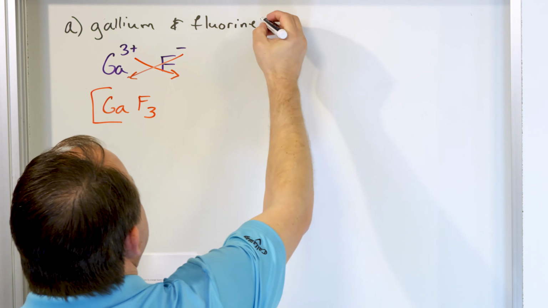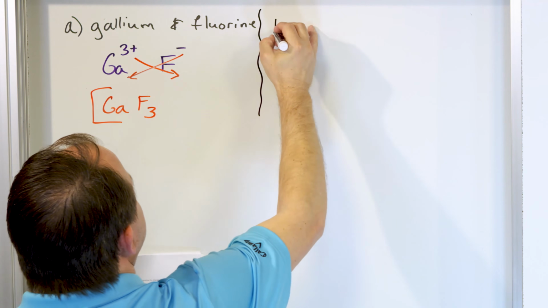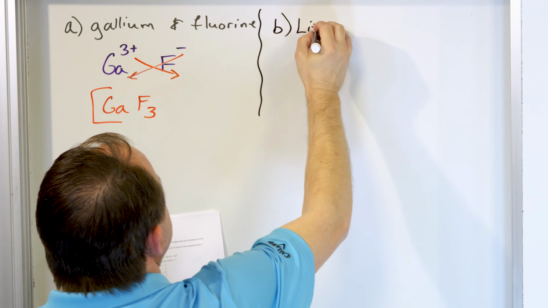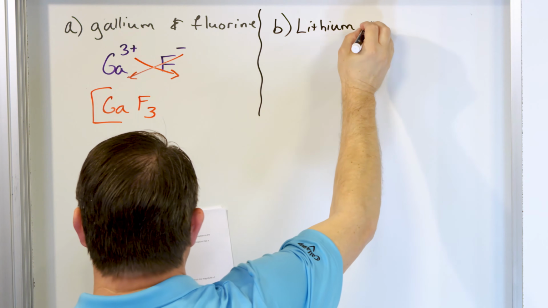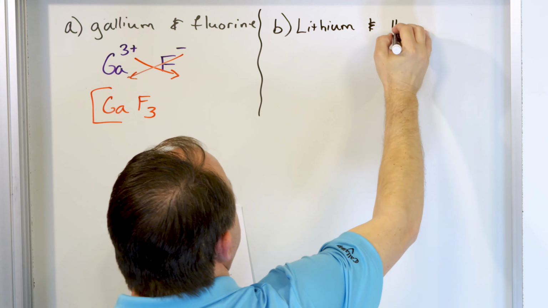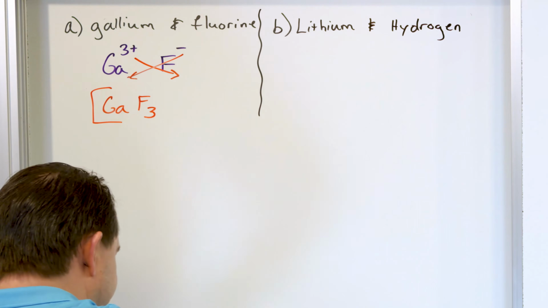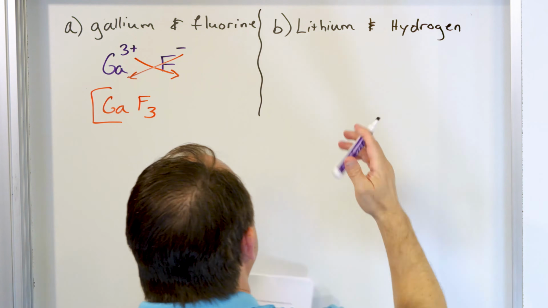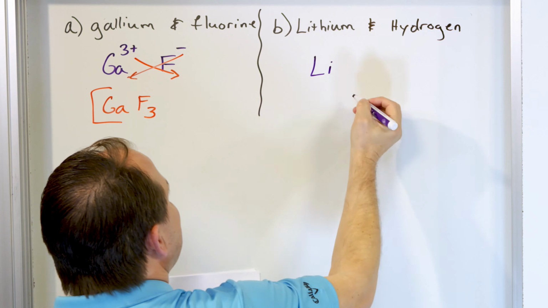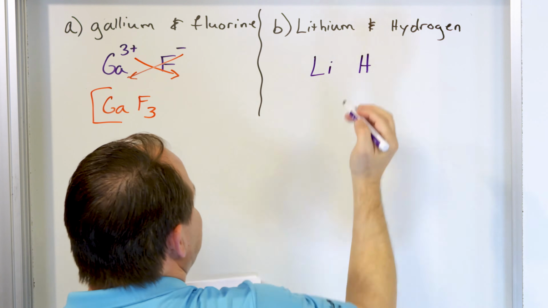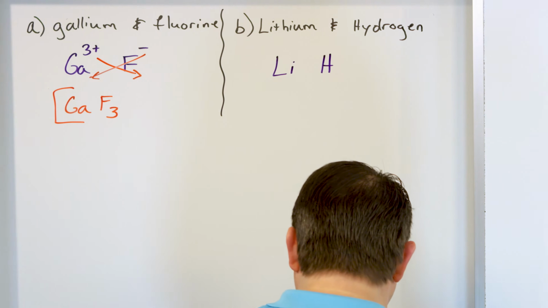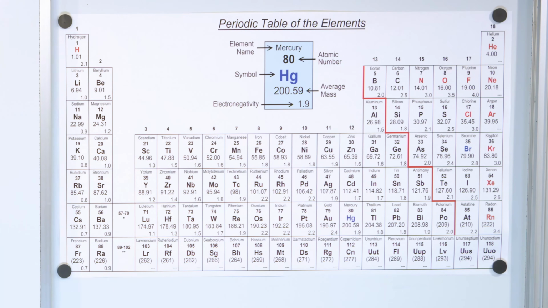All right, let's take a look at part B, and let's look at lithium and hydrogen. Lithium and hydrogen. Well, we look on the periodic table, we're reminded that lithium has a symbol Li, hydrogen has a symbol H. All right, now in general, what are they going to want to do?